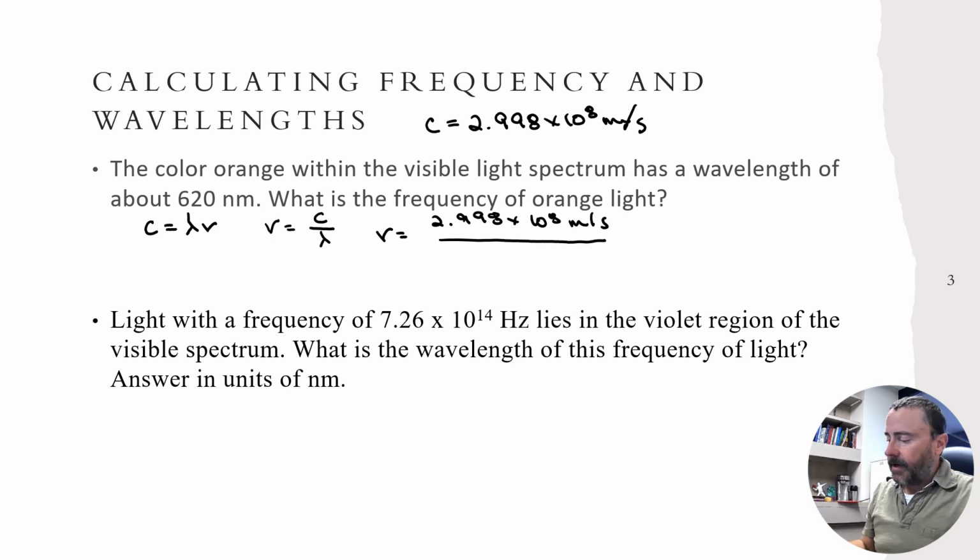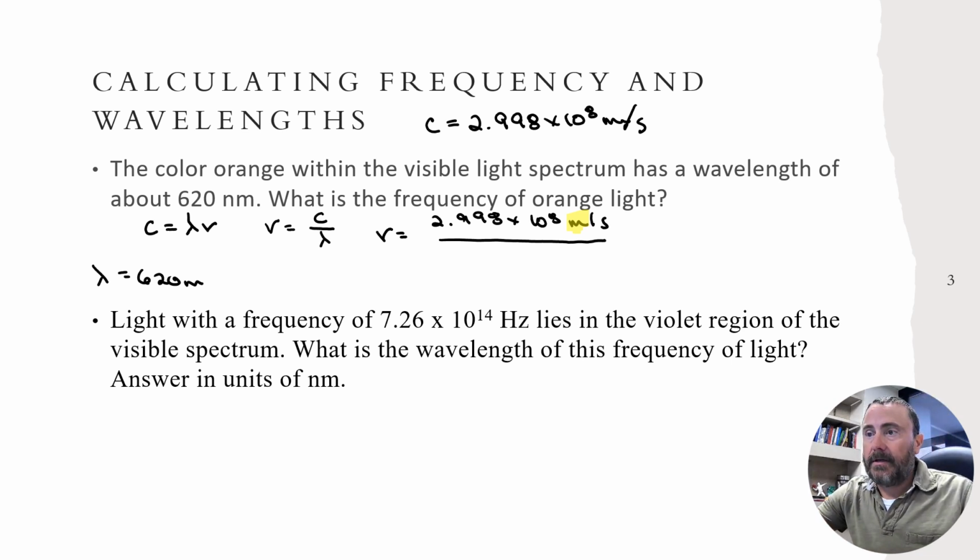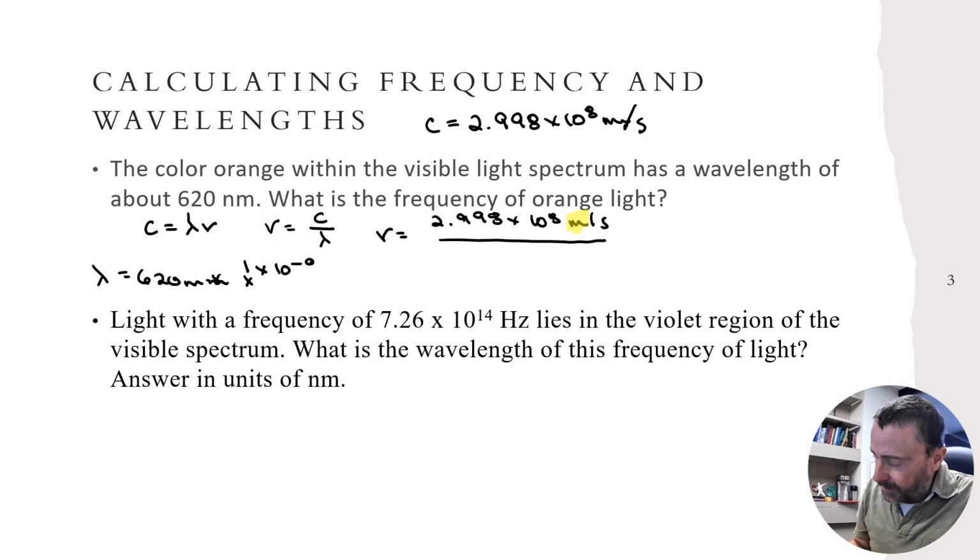Notice that our speed of light has units of meters in it, so our wavelength also needs to have units of meters in it as well. So our wavelength of 620 nanometers, and we just saw on our previous slide that we have 1 times 10 to the minus 9th meters per 1 nanometer. And so this is going to be equal to 6.20 times 10 to the minus 7th meters.